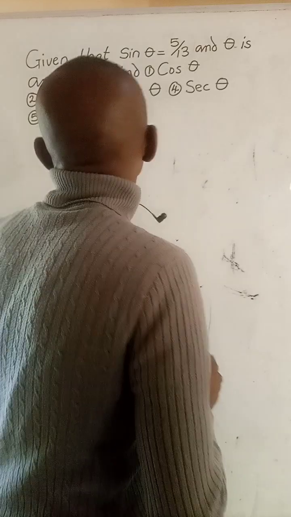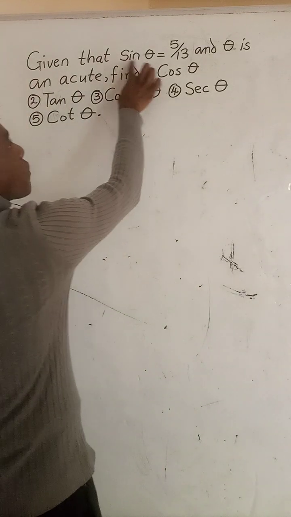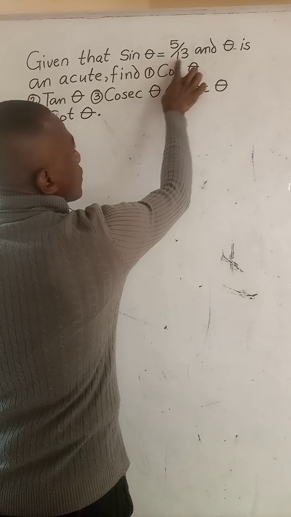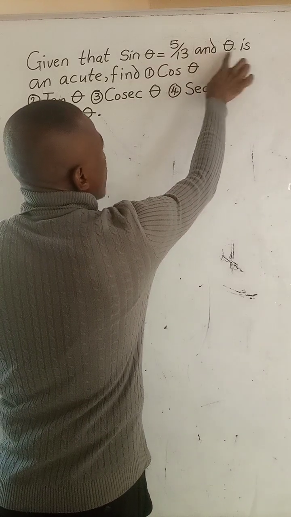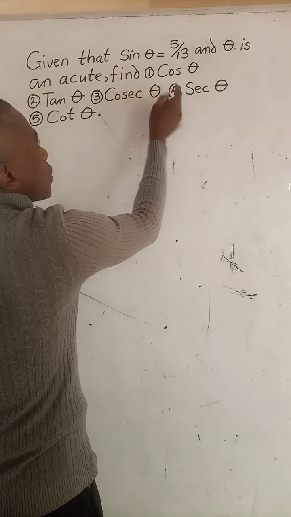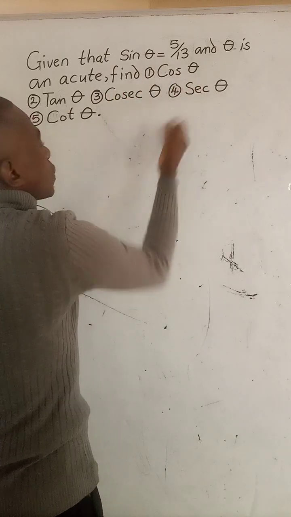The question says that, given that sine of angle theta is 5 over 13, and theta is an acute angle, we are now asked to find the cosine of the angle and so on and so forth.